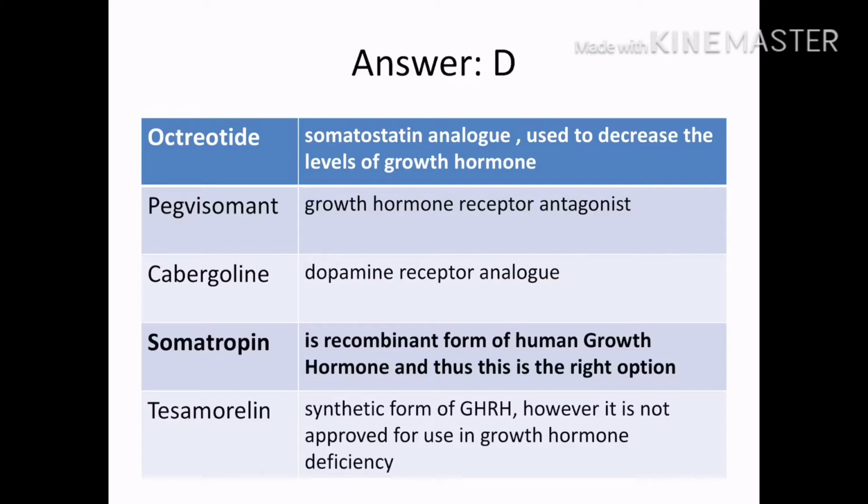Looking at the rest of the choices, octreotide is a somatostatin analog. Somatostatins are growth hormone inhibitors, so a somatostatin analog is not the right option. Pegvisomant is a growth hormone receptor antagonist. Cabergoline is a dopamine receptor analog, and tesamorelin is a synthetic form of growth hormone releasing hormone. However, it is not approved for use in people with growth hormone deficiency. So the right answer here is somatropin.